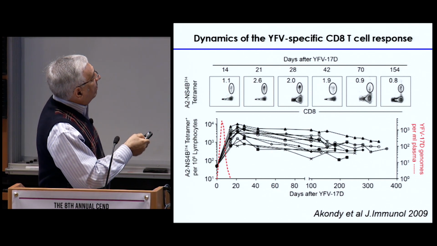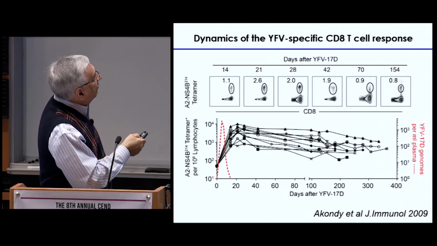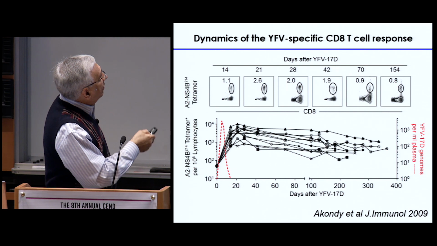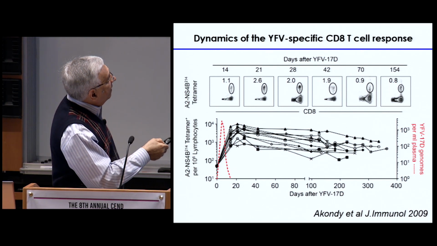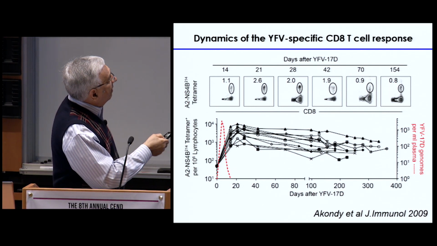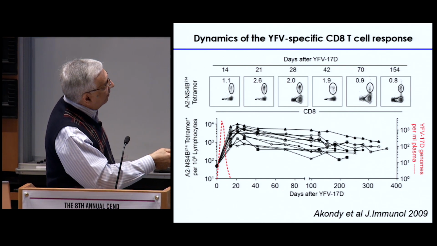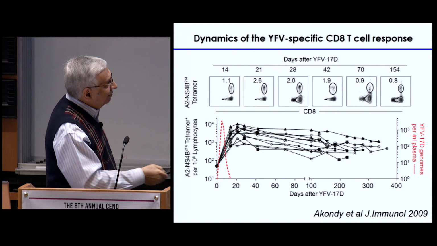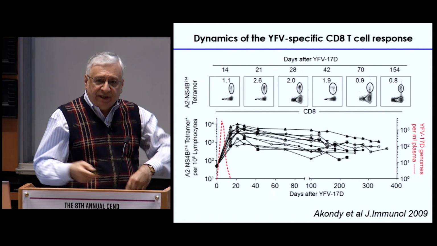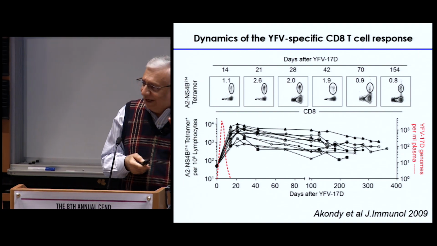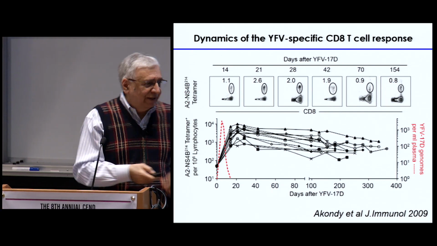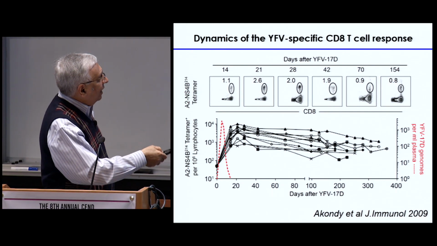So at day 14, about 1% of CD8 T cells are specific for this NS4B epitope. And this is all in the blood. And it peaks around day 21, so you have up to 2%. And then you can follow this. This is followed out to day 154. But actually, you can follow it out to 2 years, 4 years. In fact, I'll show you some data even 10 years later. You can still find this at low frequency, but you can still find it. And this is just showing you the kinetics of this response.